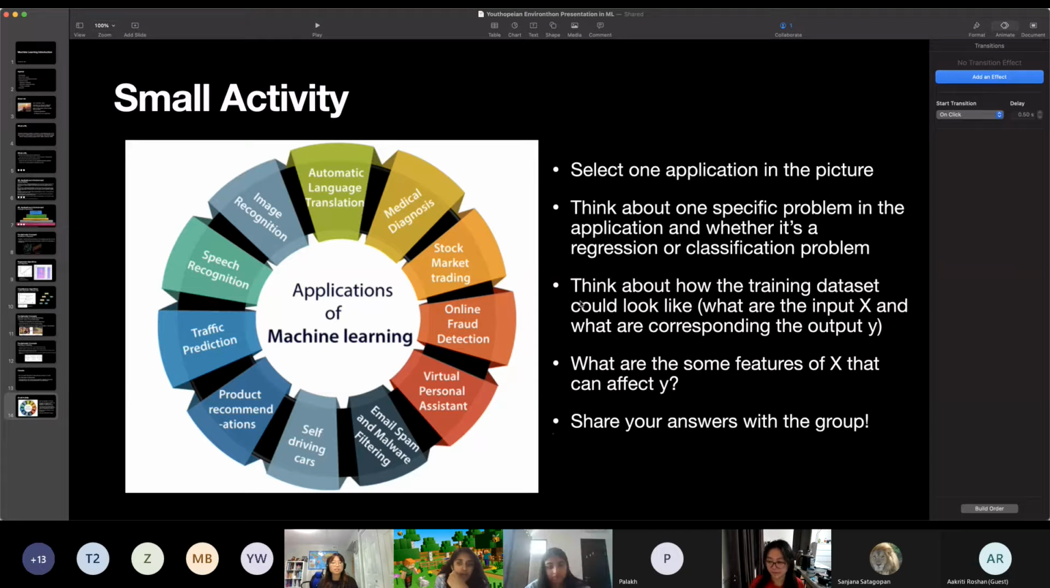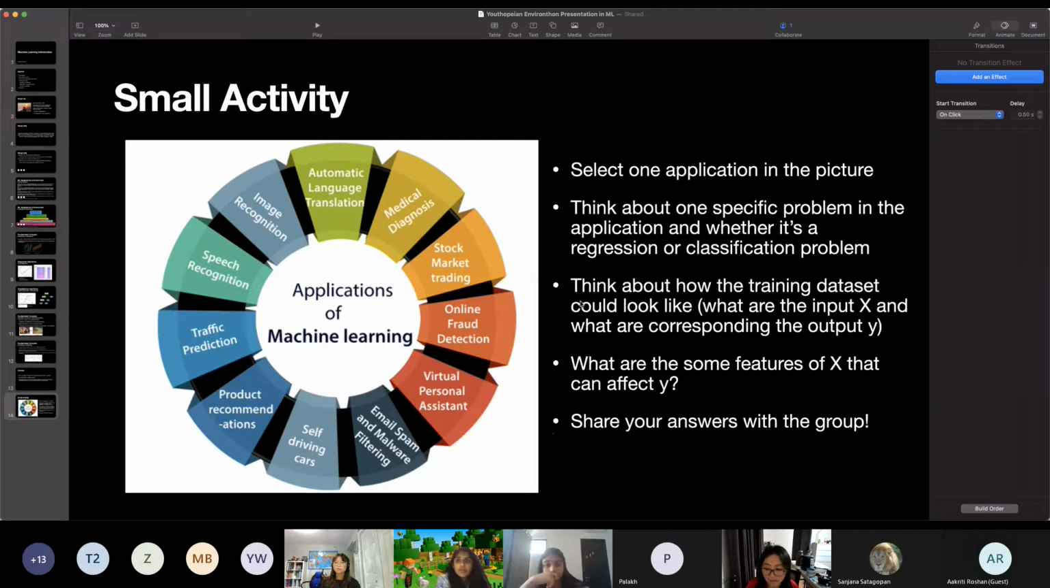I just selected the traffic prediction. I think one specific problem would be that you can't predict when the accidents will happen, so it has to show up after the accident has happened, making it slow to update.